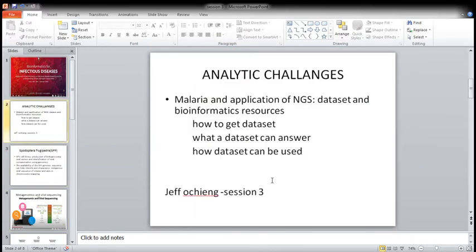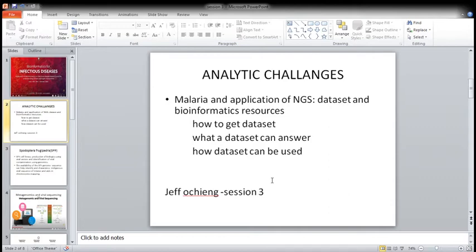In the third session, we tackle the analytical challenges, whereby we tackle malaria and the application of next generation sequencing. We get to know the data sets and the bioinformatics resources, how to get the data sets from different sources, and what a data set can answer.